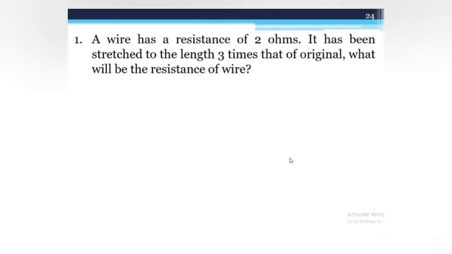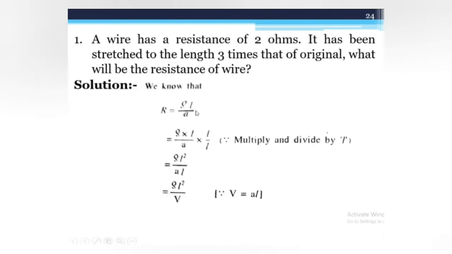So first example: a wire has a resistance of 2 ohm. It has been stretched to a length 3 times that of the original. What will be the resistance of the wire? Here the resistance is given as 2 ohm, and if we increase the length by 3 times, we can calculate the new resistance. Initially R equals rho L by A, as you know this equation.